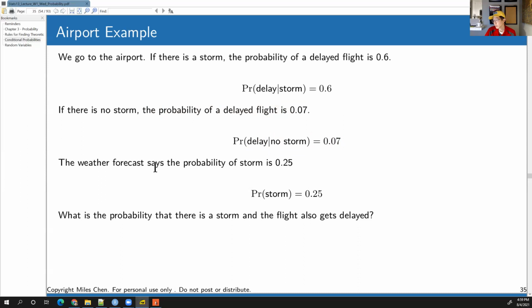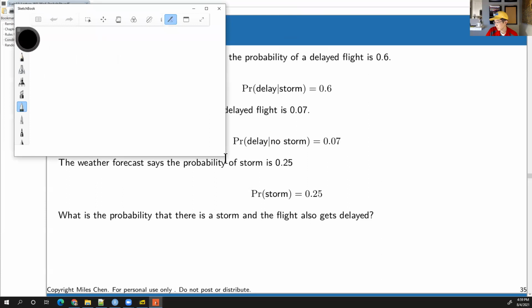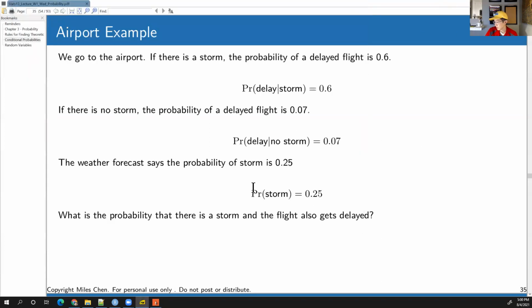And we're going to say the weather forecast says the probability of a storm is 25%. And the question is, what is the probability that there's a storm and the flight also gets delayed?